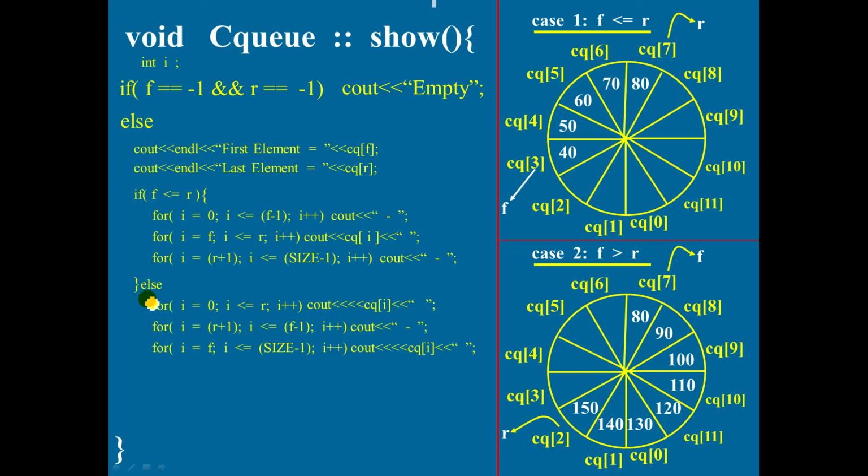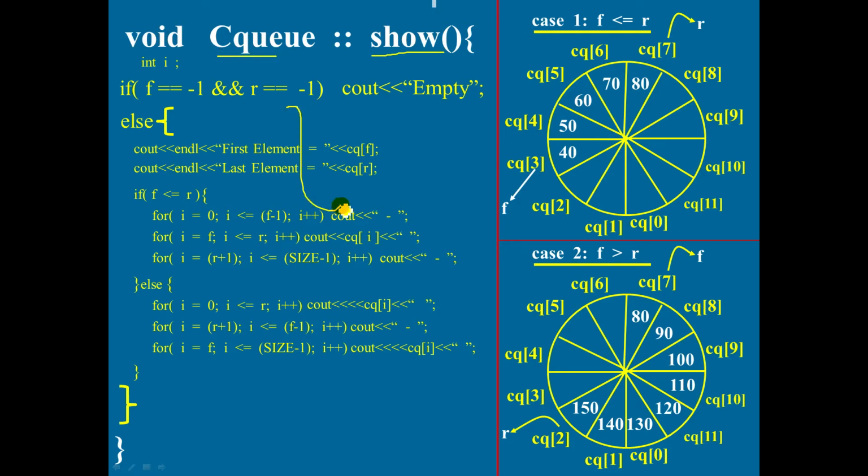Now associated with the else, multiple statements are there. You need the opening and closing curly bracket. Similarly associated with this else, multiple statements are there. So you need the opening and closing curly bracket. So this is the definition of show for circular queue.